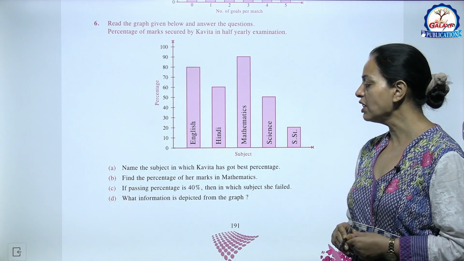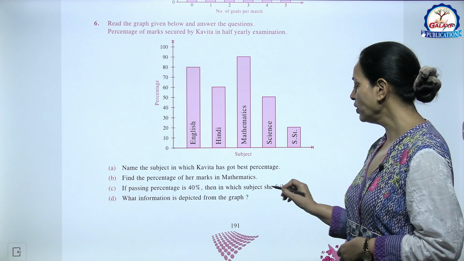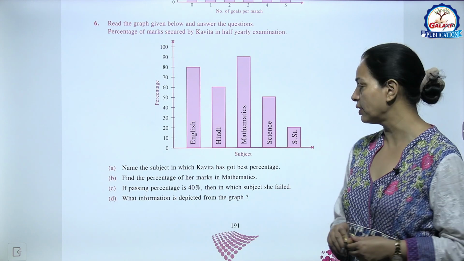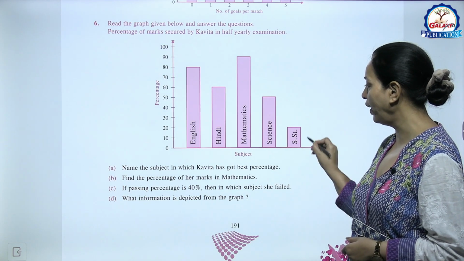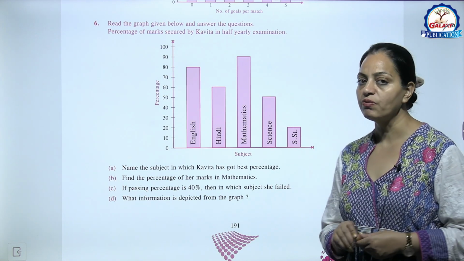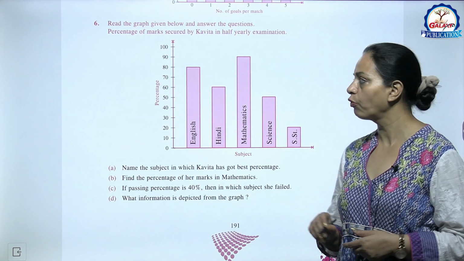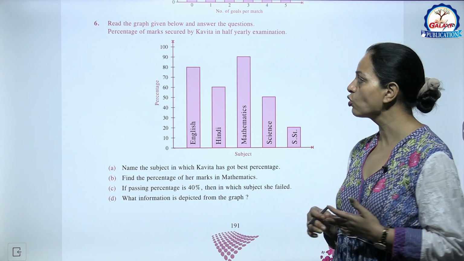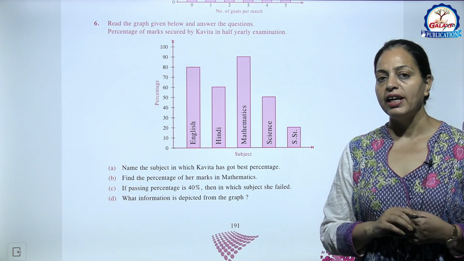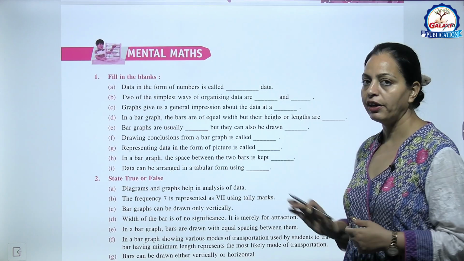Okay. Now B part, find the percentage of her marks in mathematics, that is 90%. Okay. Now C part, if passing percent is 40%, then in which subject she failed? So in SST she is getting 20%. So in SST she is failed. Now D part, what information is depicted from the graph? So this graph is showing percentage of marks secured by Kavita in half yearly examination. Okay, very simple, very easy. So you can try remaining questions.